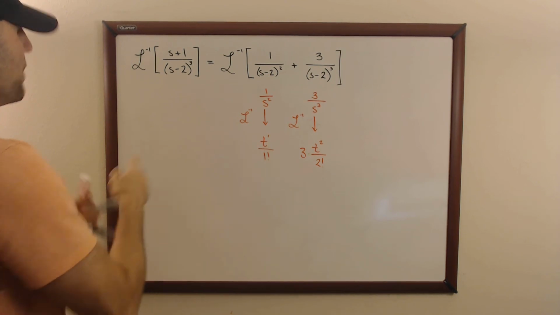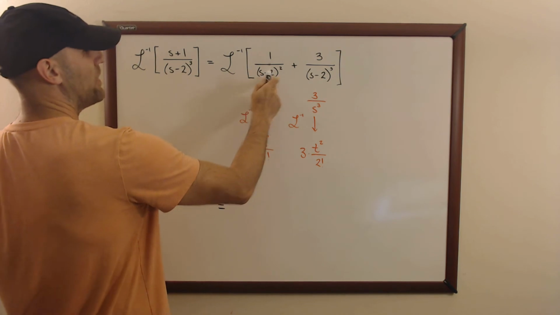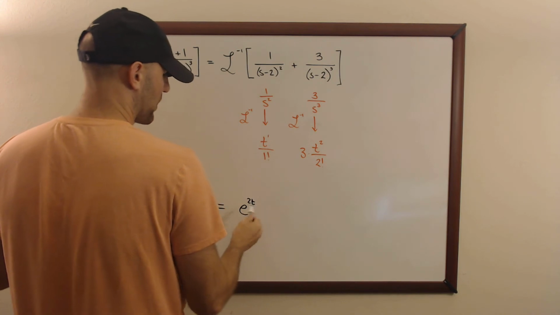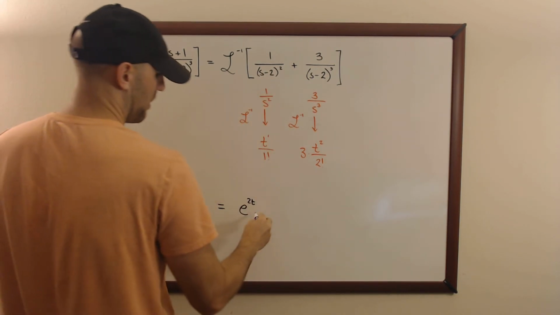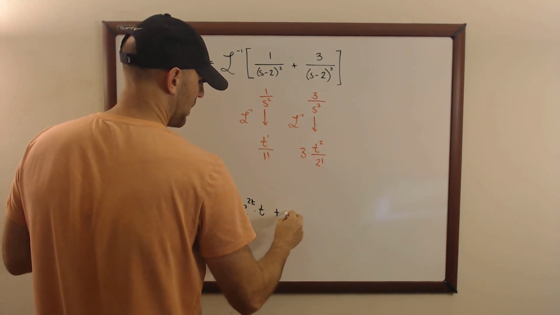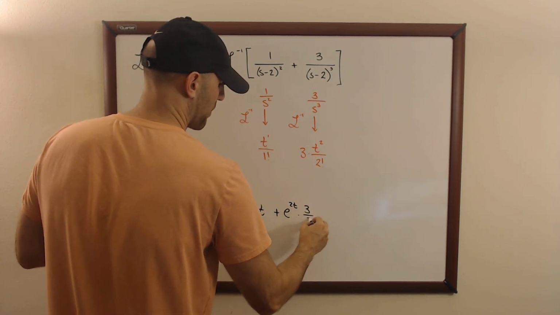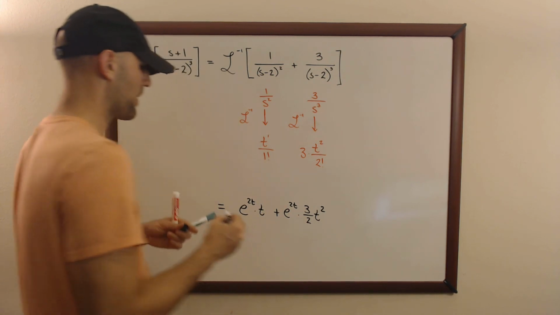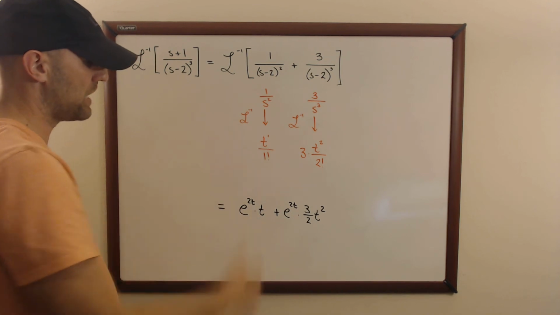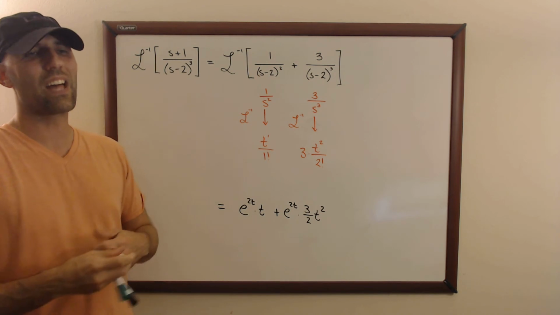And of course, because of my formula here, I know that it's just the product of e to the 2t times each of these functions. So I've got e to the 2t from the shift, and from the untranslation, I've got t. Here I've got e to the 2t from the shift, and then from my untranslation, I've got 3 halves t squared. Okay? And you can write that in whatever order you want, factor out an e to the 2t and a t, whatever you want to do. It's fine. Okay? So again, not overly complicated, right?